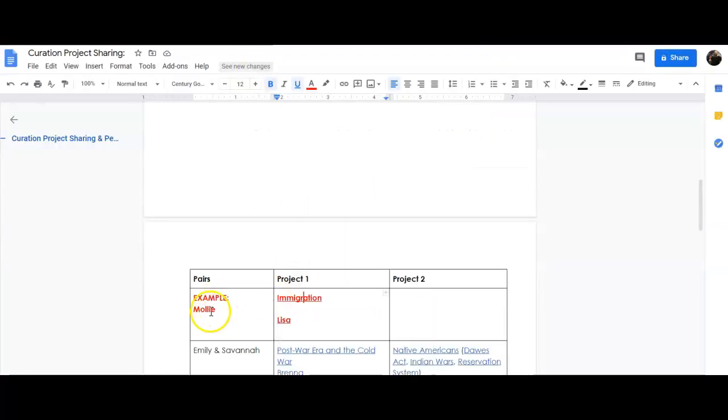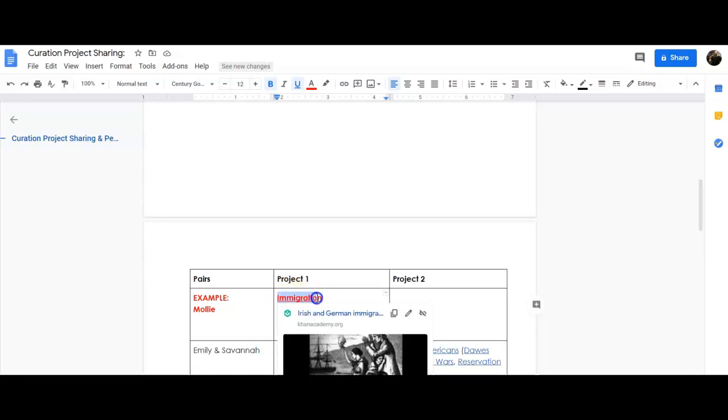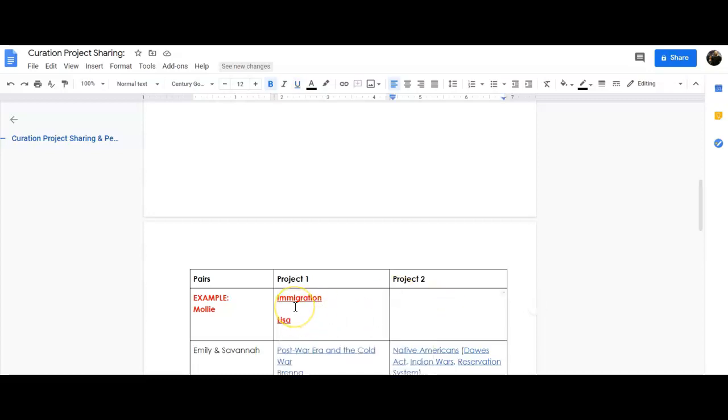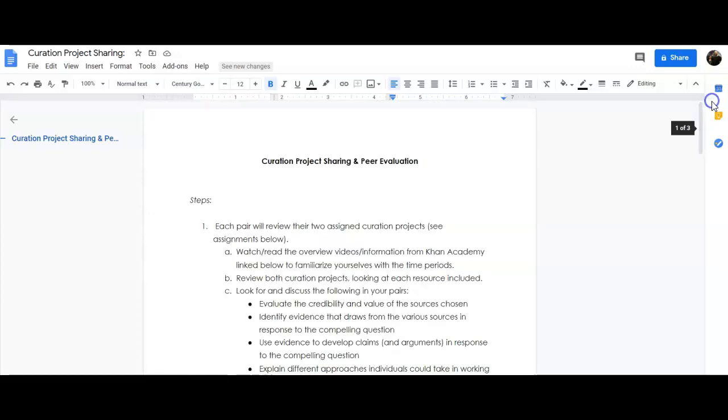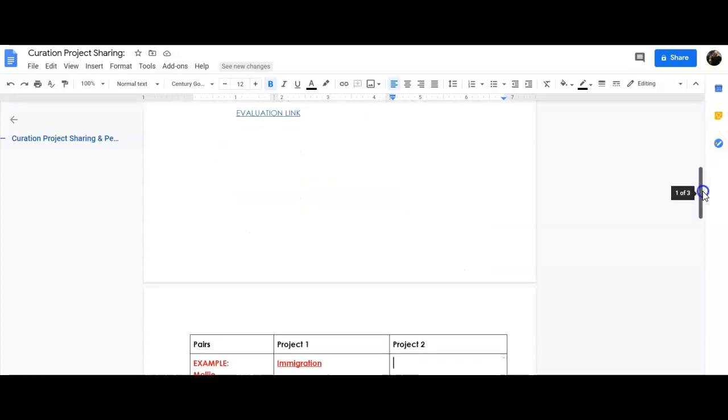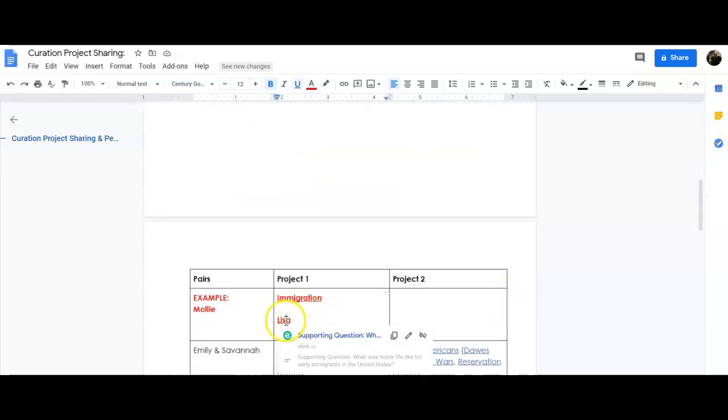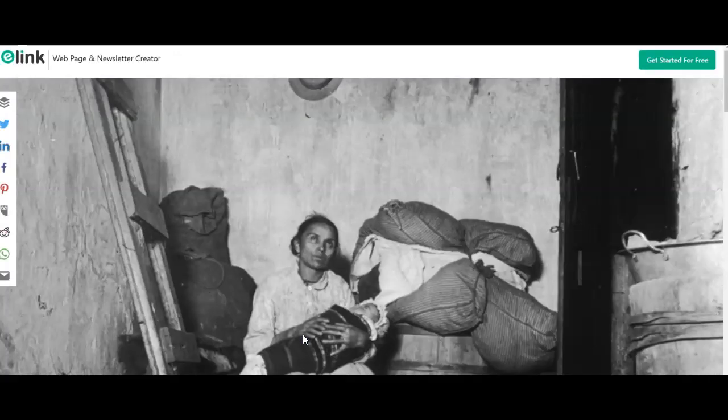So if Molly and I were reviewing Lisa's immigration curation project, we would want to start with the sources, what is the Khan Academy video or written information. Then, after we got a chance to do that, we would go on to the second step, step B, where we would actually review the curation project. So Molly and her partner, in this case would be me, will go and review the curation project.